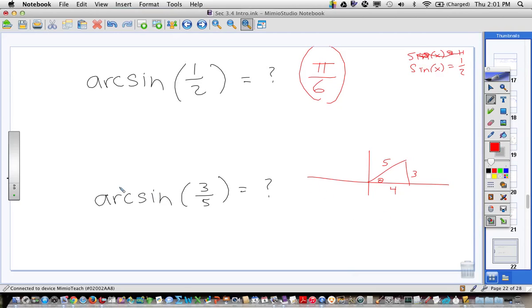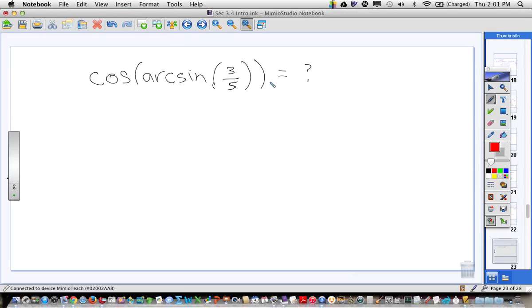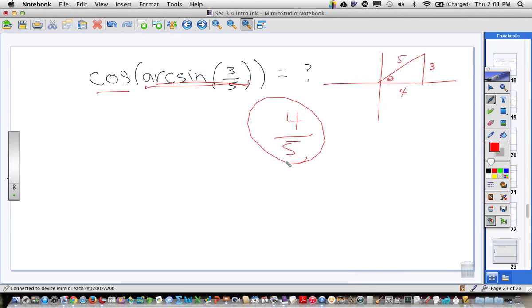Actually, the problem you used to do in trig class was this problem. What's the cosine of the arcsine of 3/5? So you would draw your triangle. You'd say, okay, the inside part is the angle that has a sine of 3/5, which would be this angle here. And then what's the cosine of that angle? 4/5. So those are the problems you used to do in trig last year. Okay? So the cosine of the arcsine kind of thing.